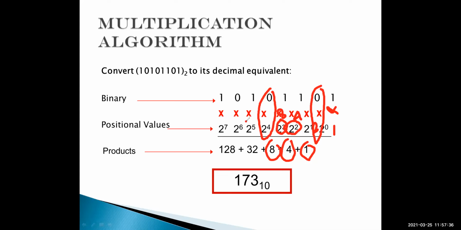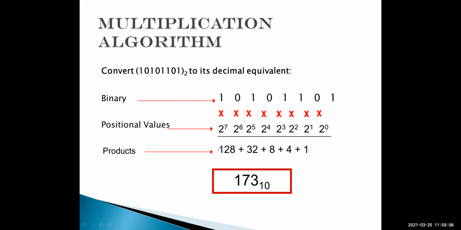Then 2 raised to 5. So 2 raised to 5 means 32. 32 multiply with 1 means 32. That's why I'm writing 32 here. Then 2 raised to 6, no value because 2 raised to 6 is going to multiply with 0. 2 raised to 6 is actually 64, but 64 multiply with 0 means 0. Now the last digit, 2 raised to 7, means 128. So 128 multiply with 1 means 128, right?